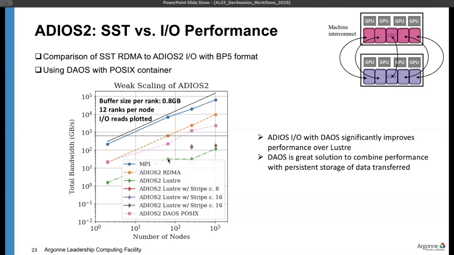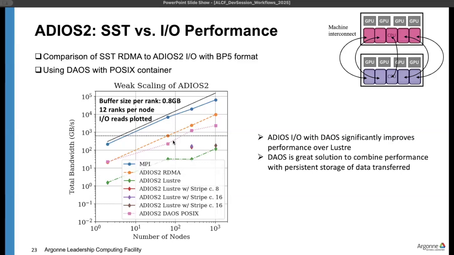But what I think is particularly interesting on Aurora, and something that we encourage our users to try out, is actually still doing I/O with something like ADIOS2, but instead leveraging DAOS rather than Lustre for the data staging. In this case, we performed some tests, effectively the same case as using Lustre, but we used a DAOS POSIX container instead.